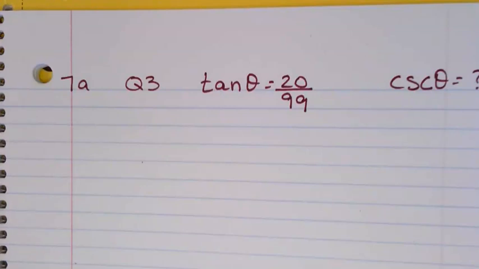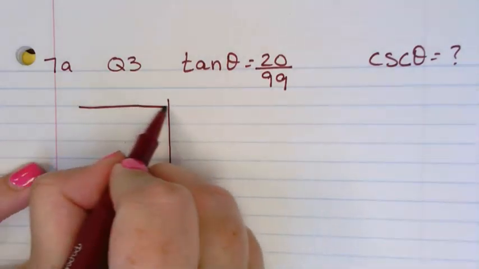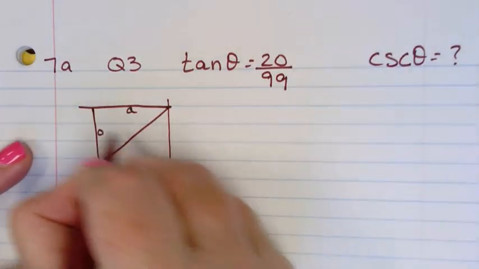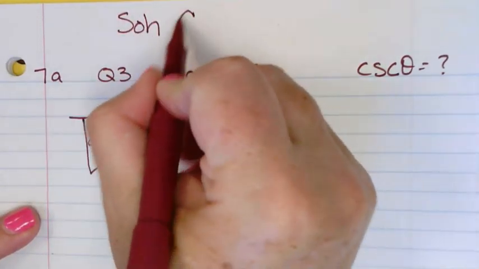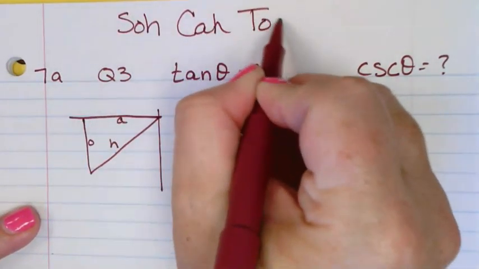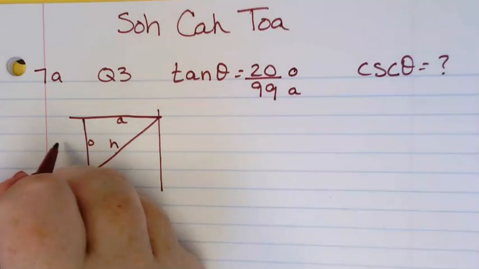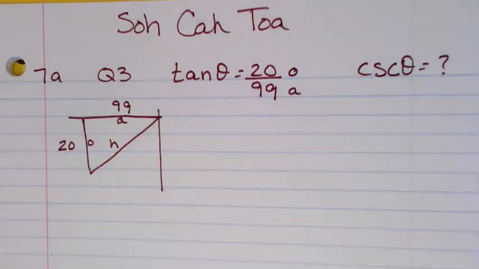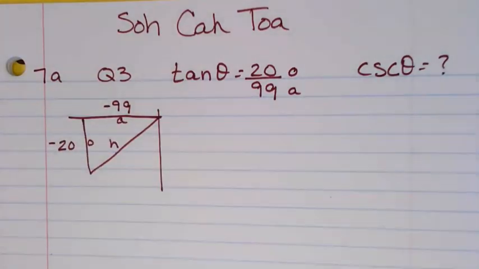Okay, here is the next part of the quiz review. We're in quadrant 3. We need to be very careful about quadrant 3. Okay, AOH. So according to SOHCAHTOA, remember SOH, CAH, TOA, tangent is O over A. Now remember, because we're in quadrant 3, these are really negative.